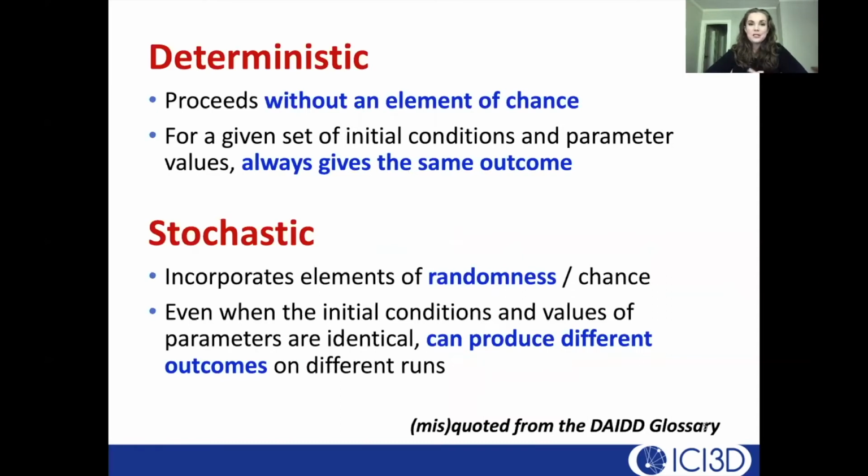So deterministic means that a process proceeds without an element of chance. So if you have the same starting conditions and parameter values, you'll always get the same outcome every time you run a simulation, for example. On the other hand, stochastic events or models incorporate an element of randomness or chance. So even when you start with the same initial conditions and the same parameter values, you can have different outcomes based on these different runs of your simulation.